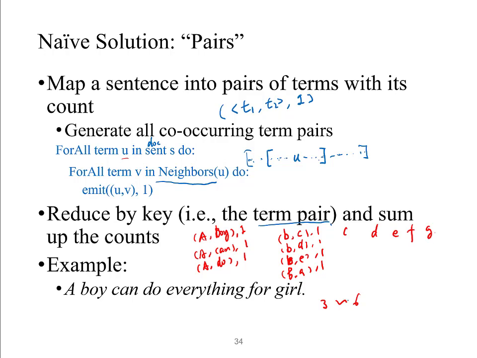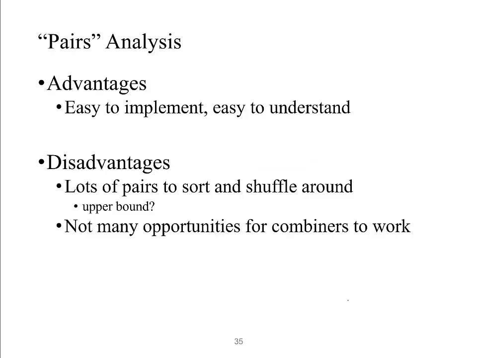In this sentence, if you don't do in-mapper combiner, right? Then in the reduce part, it gathers all the pairs from different sentences or from different partitions, groups by the keys and sums them together, getting the final counts for each and every pair. So this is the naive solution.